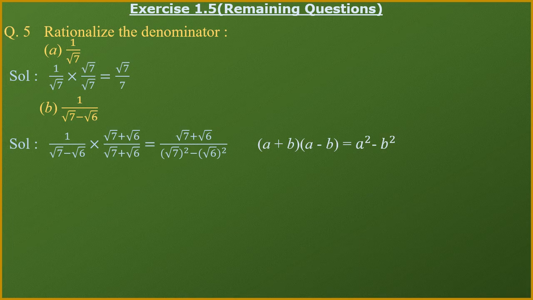And a minus b is again the denominator given as a first one, root of 7 minus root of 6. So if I compare a plus b with a minus b with the given terms, root of 7 minus root of 6 and root of 7 plus root of 6, I can say that the value of a will be equal to root of 7 and the value of b is equal to root of 6.